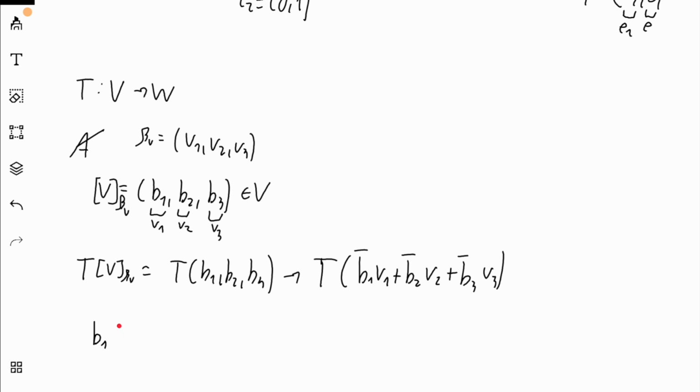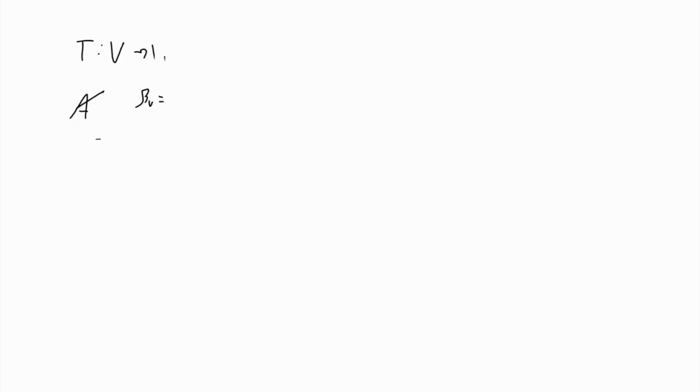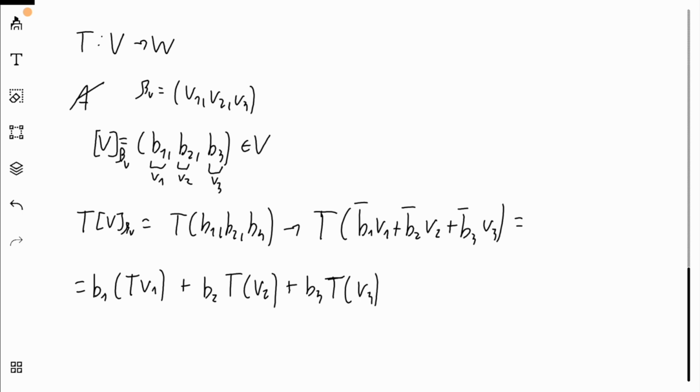So I'm going to do two steps at the same time. This is the same as b1 times T of v1 plus b2 times T of v2 plus b3 times T of v3. This is because of linearity; we can do this. The linear transformation doesn't act on scalars, so we can take the scalars out and it leaves them unchanged. And because it's linear, we can apply it to each vector separately. So this linear transformation just equals this. And this is why people say that to know what a linear transformation does to any vector in your vector space, you just have to know what it does to your basis vectors.